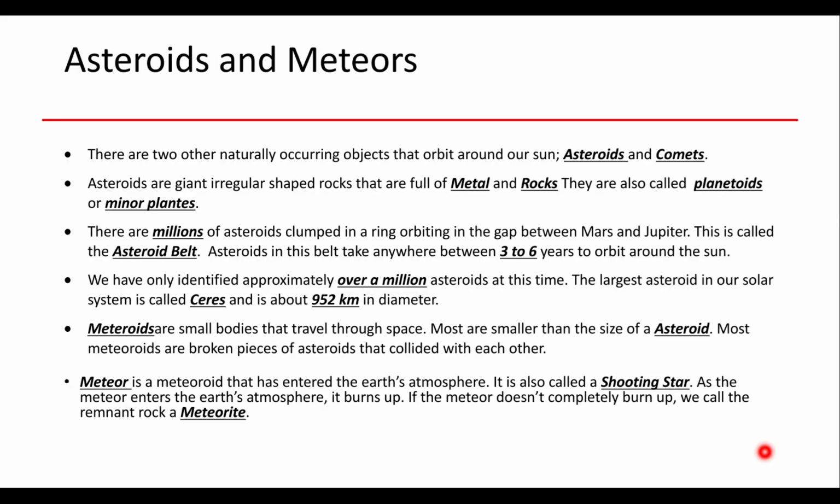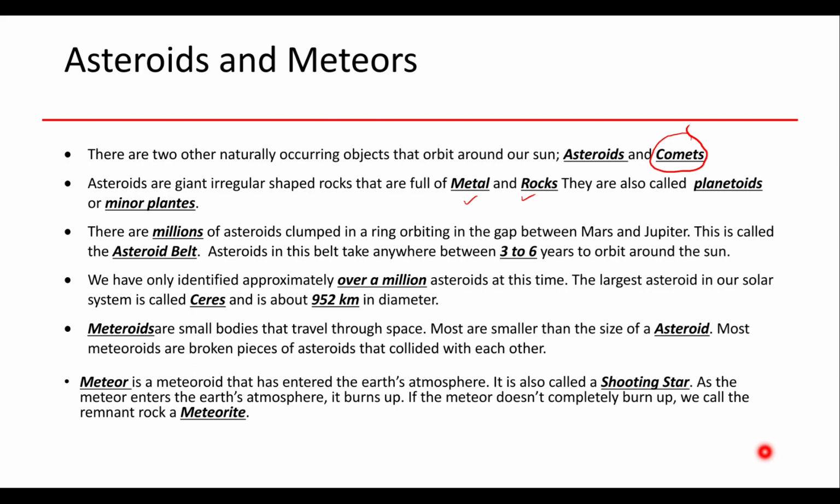Now, we already talked, or I mentioned, that between Jupiter and Mars, we have what we call our asteroid belt. And then we also have other things in our solar system, which we call comets, and most comets come from further out in our solar system, out past Pluto. Now, asteroids are generally irregularly shaped. They're large. They consist of a lot of metal and rocks. Okay, and depending on their size, they can be planetoids or minor planets.